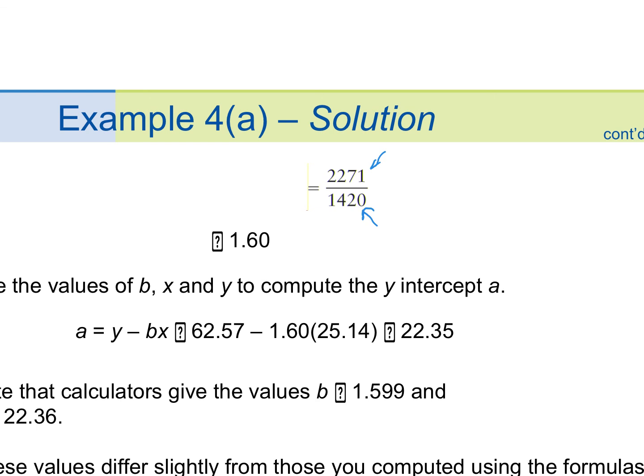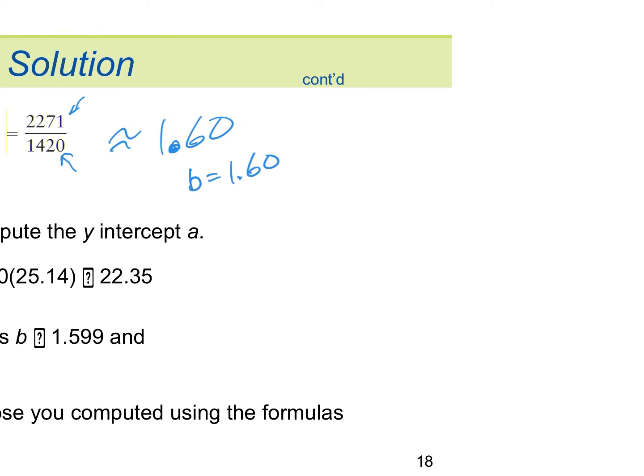When I plug it in, I get 1.599. That is 1.60. We now have our B. 1.60. 2 decimal places for B and A. While we're here, let's finish it.